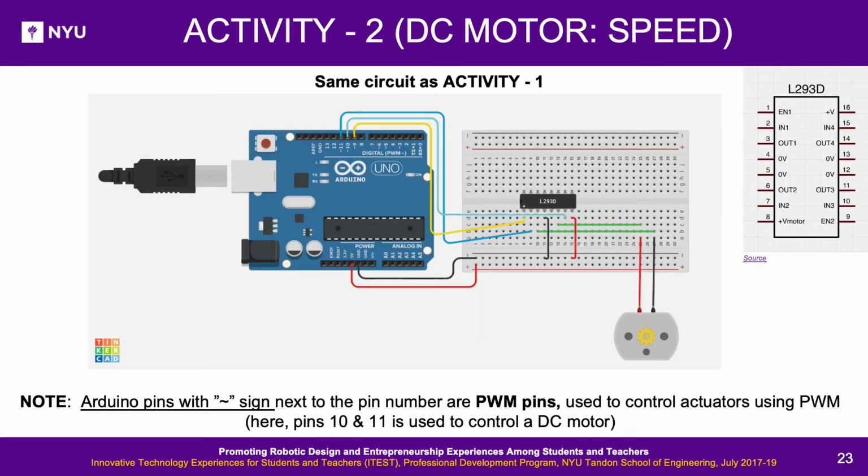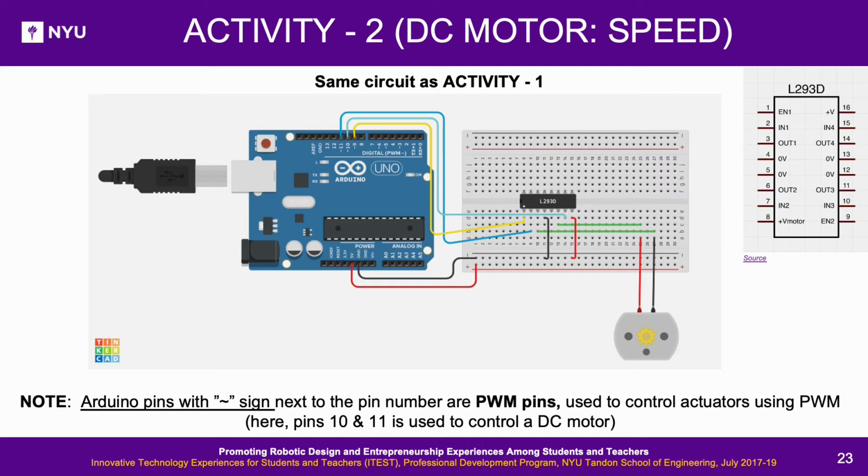Activity 2. DC motor speed control. Circuit. As shown in the slide, the circuit remains the same as that of Activity 1. Please note that the Arduino pins with a tilde sign next to the pin number are PWM pins, used to control actuators using PWM.